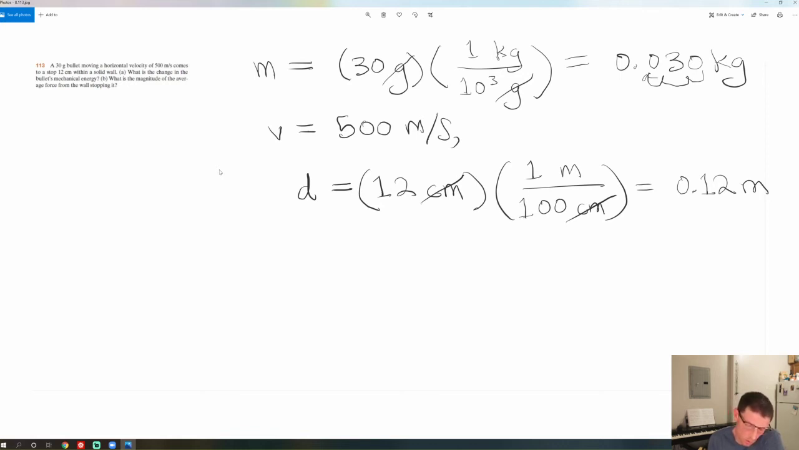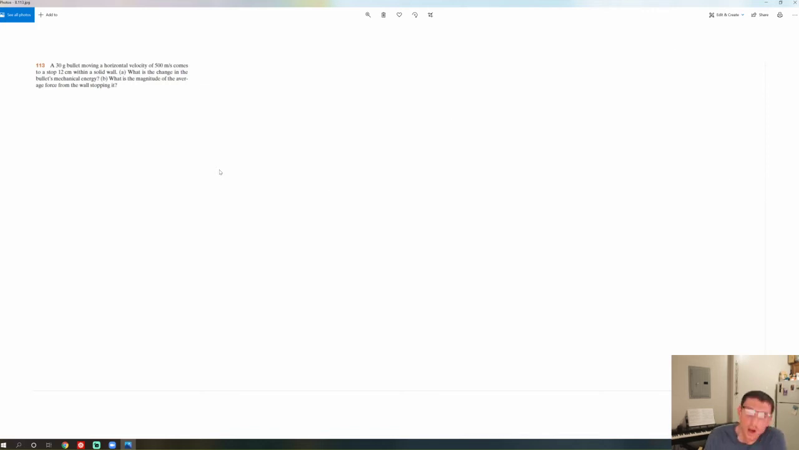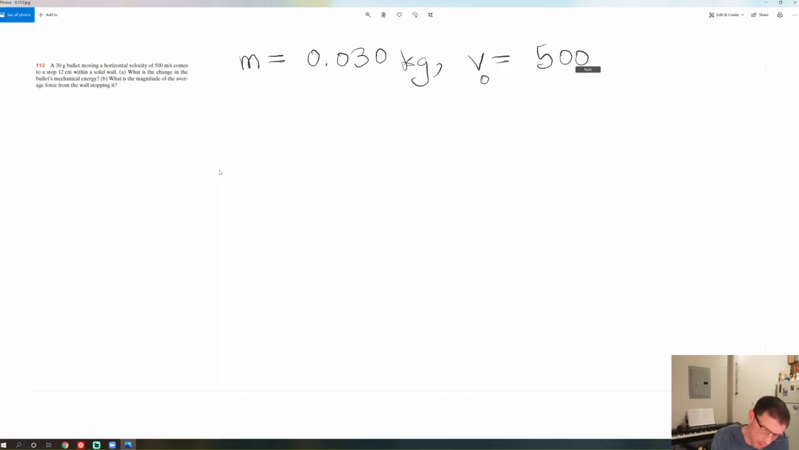And I'm going to clear this and just rewrite it because I need space, right? Let's just quickly rewrite this. The mass of the bullet was 0.03 kilograms. The velocity, and I'll call this the initial velocity actually, I think that makes sense. It's 500 meters per second. And then d, the stopping distance, was 0.12 meters, okay?